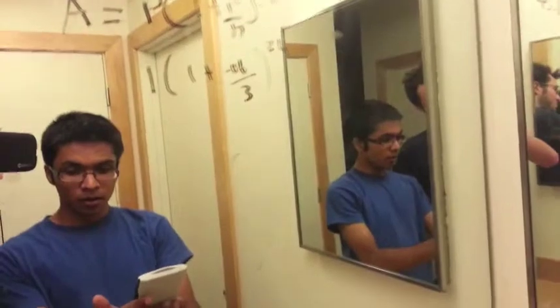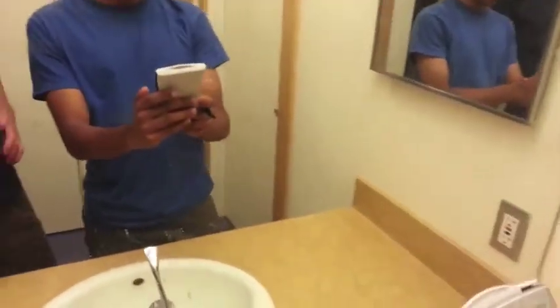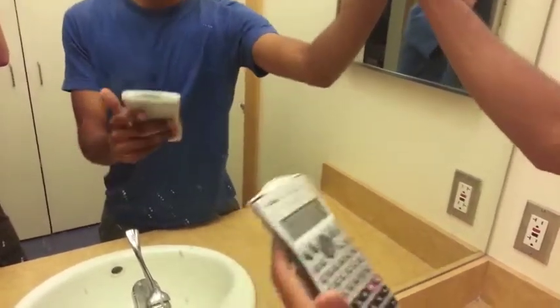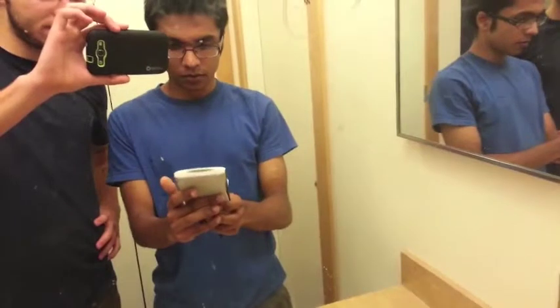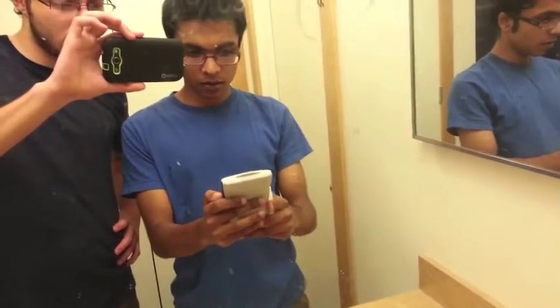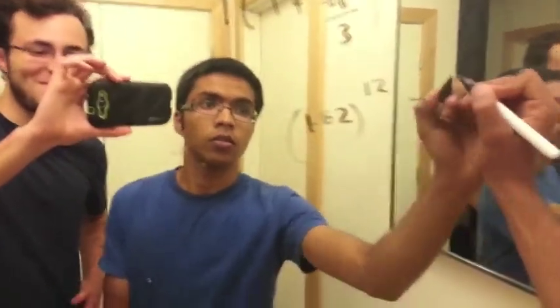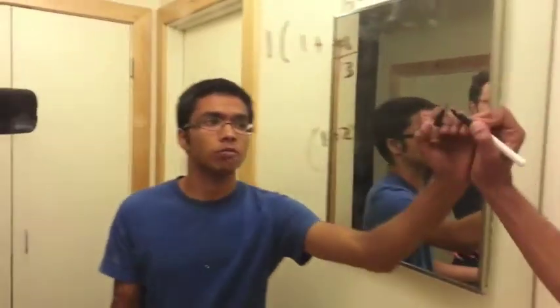Let me calculate that real quick. 1 plus 0.06 divided by 3, which should be 0.02. Let's double check. Right, 0.02 plus 1 is 1.02, to the power of 3 times 4, which is 12. So 1.02 to the power of 12 gives us 1.269, which rounds to 1.27.